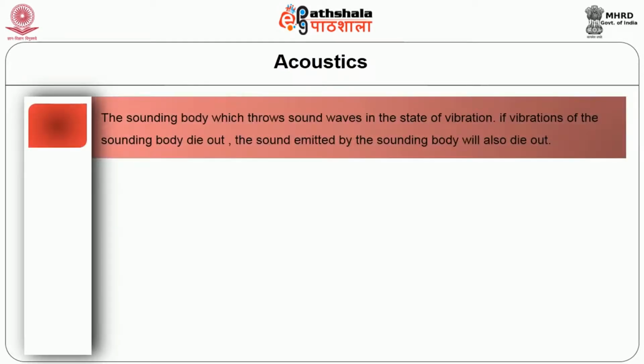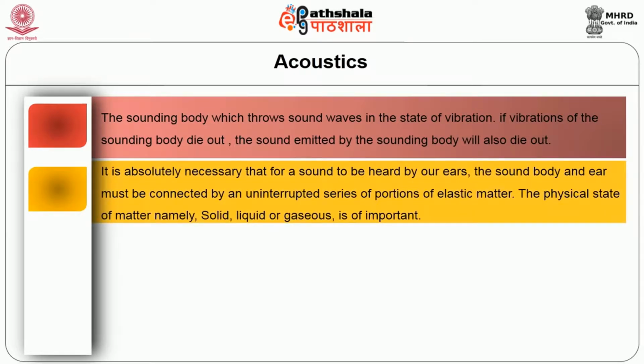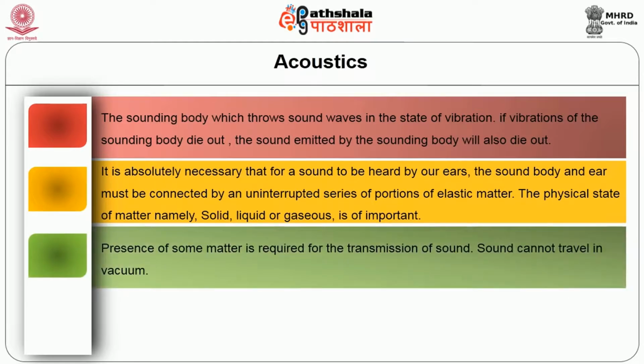The sounding body throws out the sound waves while in a state of vibration. If the vibration of the sounding body dies out, the sound emitted by it will also die out. It is absolutely necessary that for a sound to be heard by our ears, the sounding body and the ear must be connected by an uninterrupted series of portions of elastic matter. The physical state of matter, namely solid, liquid or gaseous, is very important for sound transmission. Presence of some matter is required for the transmission of sound. Sound cannot travel in a vacuum.